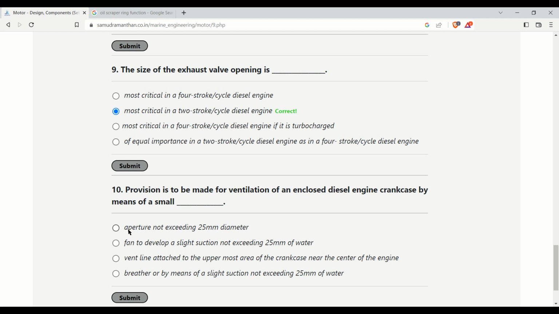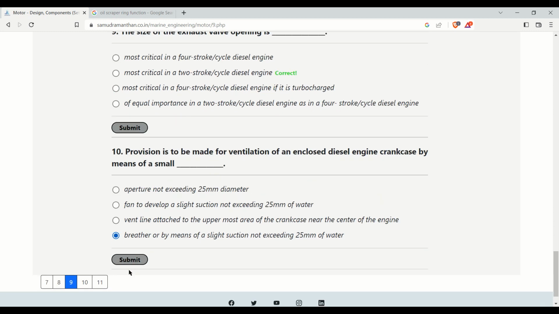Provision is to be made for ventilation of an enclosed diesel engine crankcase by means of a small, and the options are aperture not exceeding 25 mm diameter, fan to develop a slight suction not exceeding 25 mm of water, vent line attached to the uppermost area of the crankcase near the center of the engine, breather or by means of a slight suction not exceeding 25 mm of water. The correct answer should be breather or by means of a slight suction not exceeding 25 mm of water.